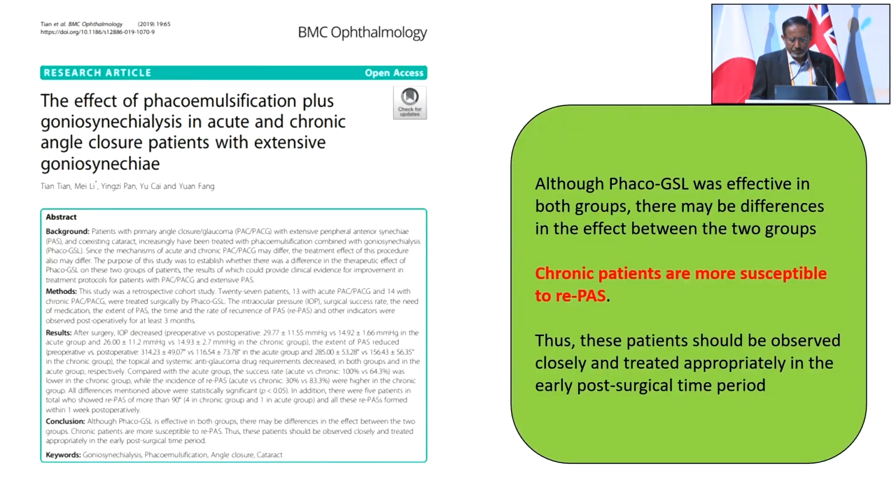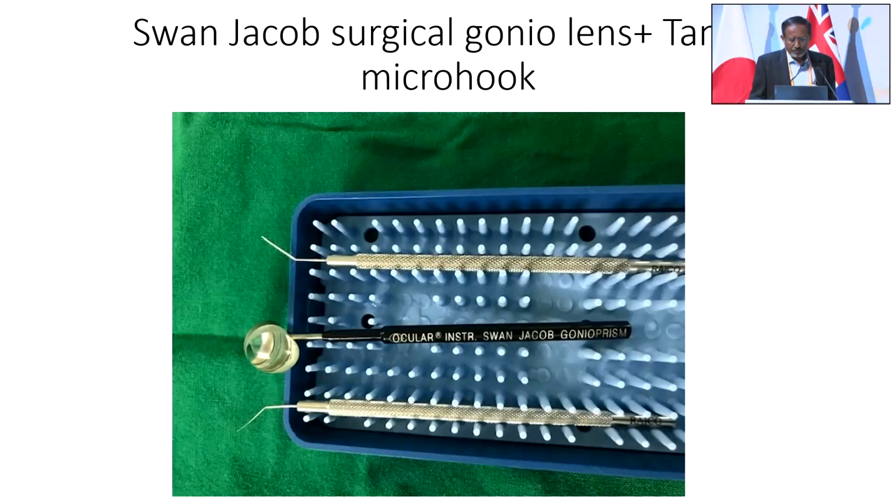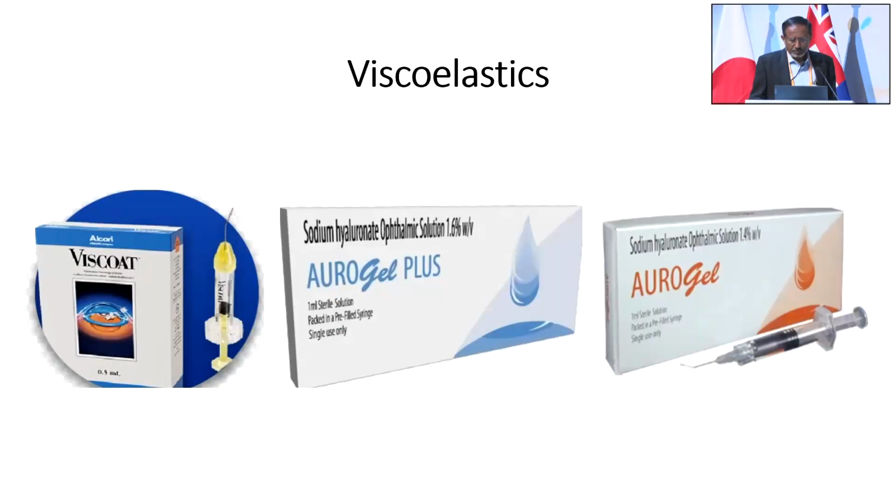Also, phacoemulsification combined with goniosynechialysis was effective in both acute and chronic angle closure glaucoma. However, reformation of peripheral anterior synechiae was common in chronic cases. Prerequisites for phaco-plus include Swan-Jacob goniolens and Tanito microhook. Keep phaco parameters low. High-density viscoelastics should be used for docking and maintaining the anterior chamber.